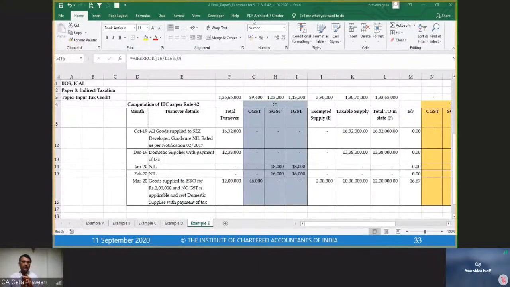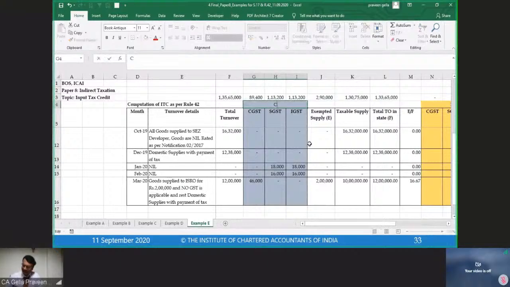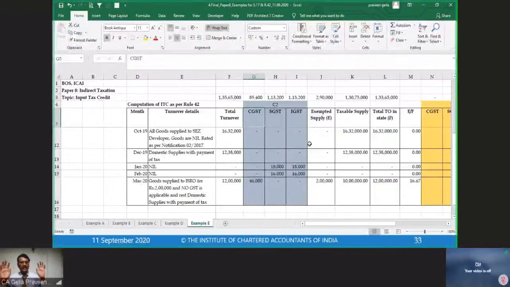Now I'll go one step further from here. Rule 42 says do your T1, T2, T3. We have done in example D. After that, eliminate from the total turnover T1, T2, T3. You will get C1. From that C1, eliminate T4, which is eligible credit. So I have done that. Finally, we landed up in something called C2. Now, in this example, I'll change slightly this as C2 for convenience of understanding. Assuming that this is my C2, where entire credit is eligible for me.